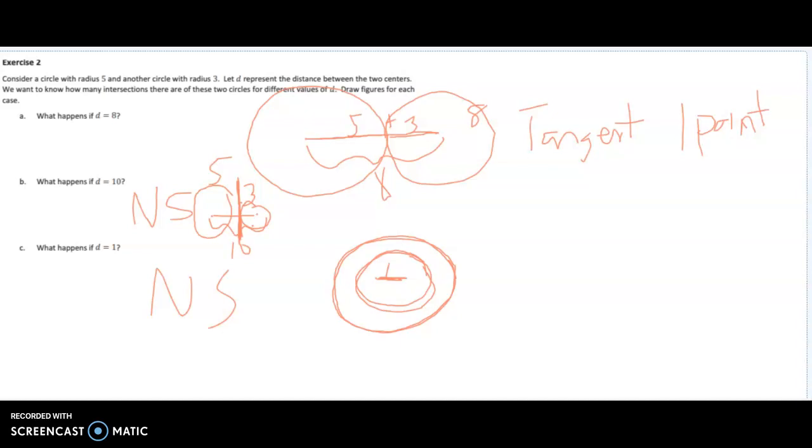Now, what happens if D is 1? This one's a little bit harder to understand. If the centers of the circles are only 1 apart, then you're going to have a circle inside of a circle. The circle with a radius of 3 is going to fit inside the circle with a radius of 5. Okay. Now, there's no solution there as well.